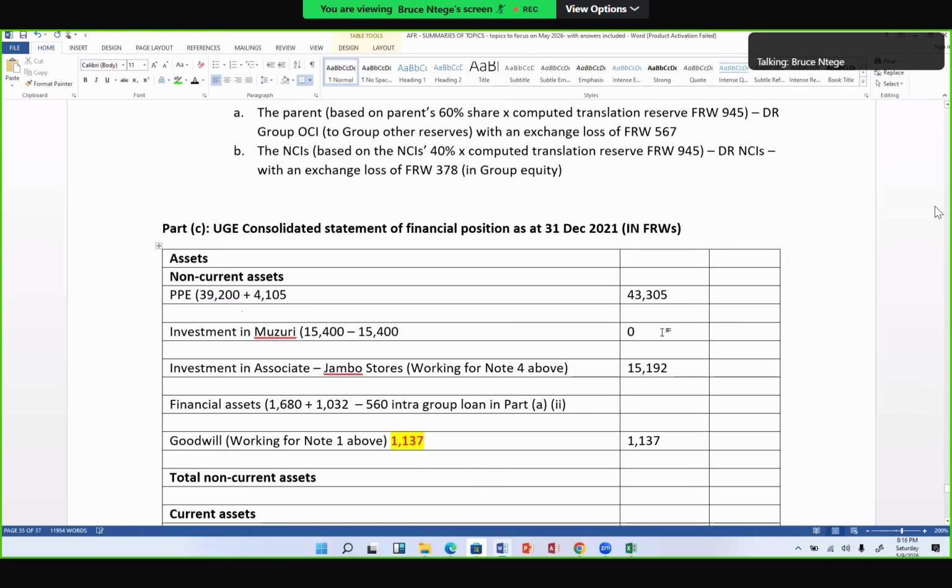Okay, so we also have 15192. Then here, let's pick these figures also from the calculator. 1680 for the financial assets, plus 1032, then minus 560. So I have 2152.